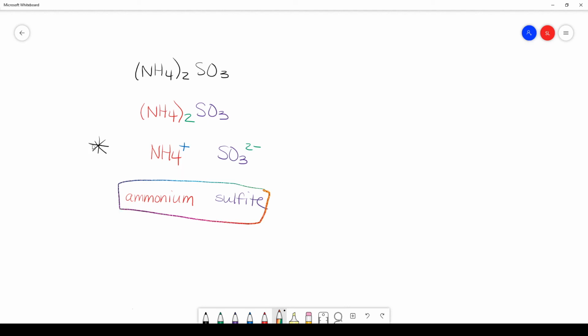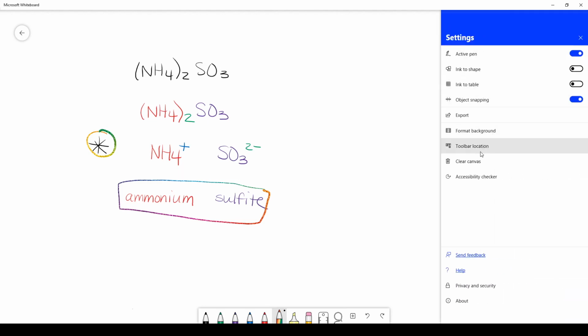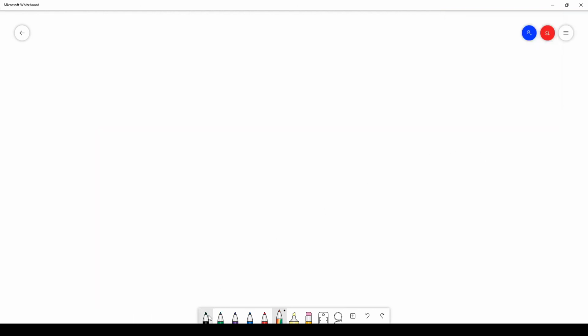I'm going to say it again. This step right here, writing the correct cation and anion with their charges, writing that completely, and then writing the name makes this process much, much easier. And this one is done. So we'll move on to our next example.